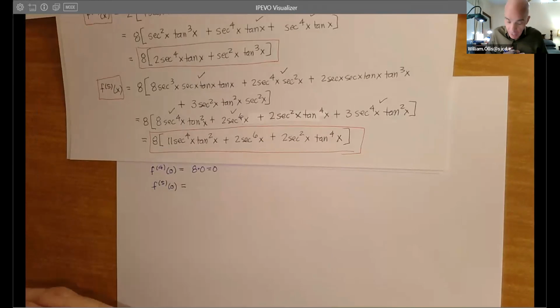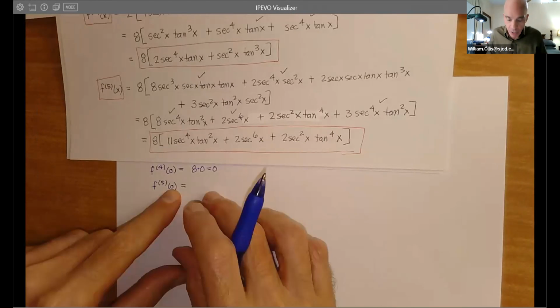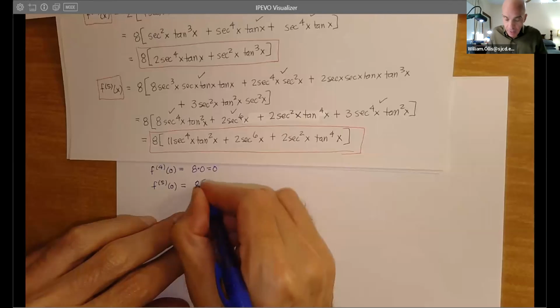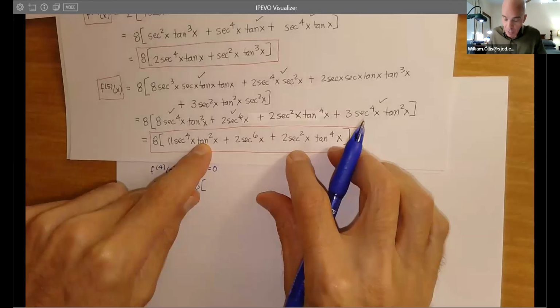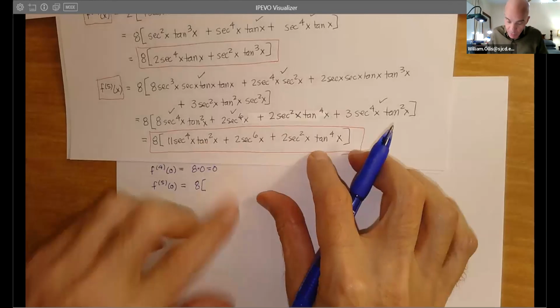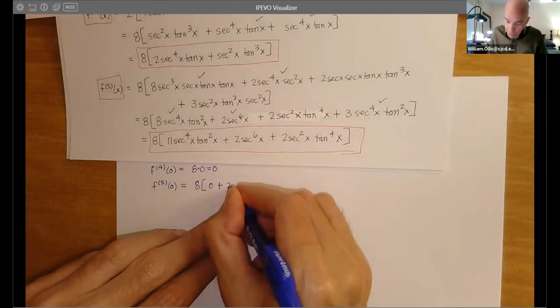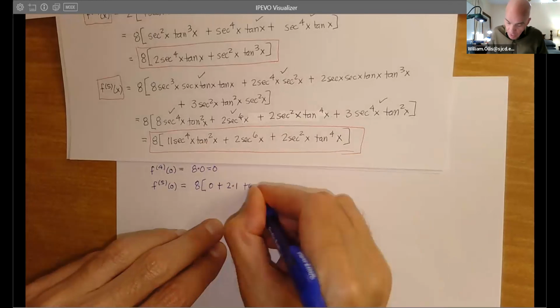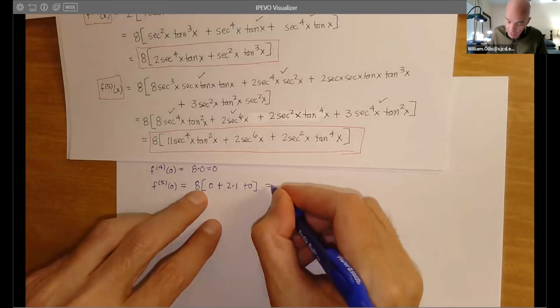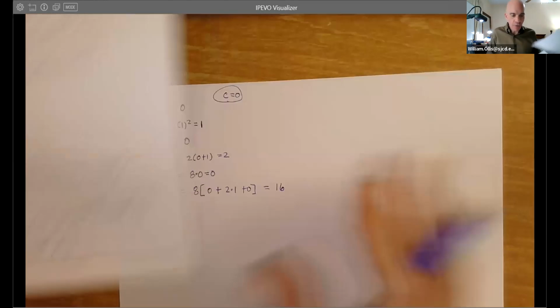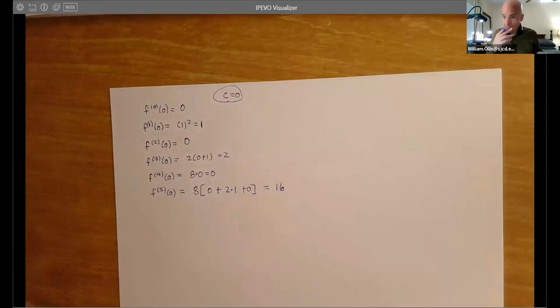We should have. So now we have 0 here. So notice we've got 8 on the outside. The tangent will give us a 0 at 0. That gives us a 2 times a 1. So we have 0 plus 2 times 1 and plus a 0. So that gives us 2 times 8, which is 16. So now we've got all of our derivatives.